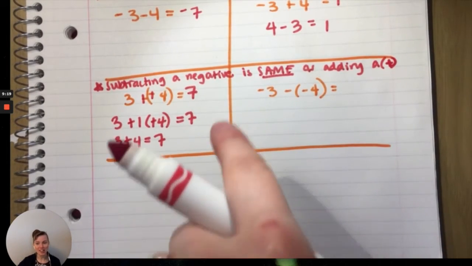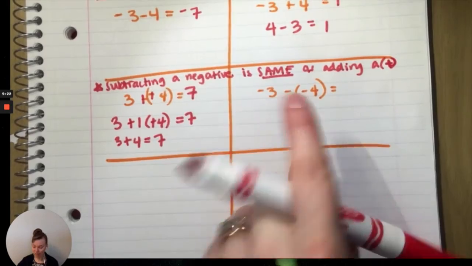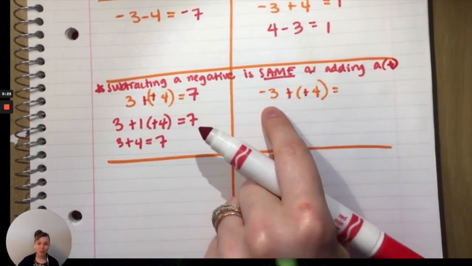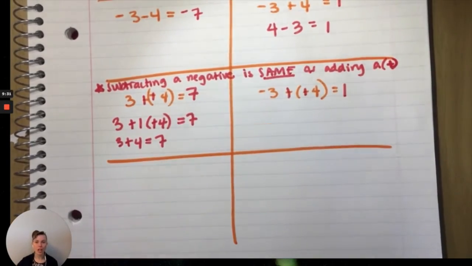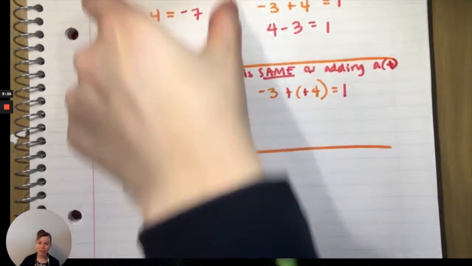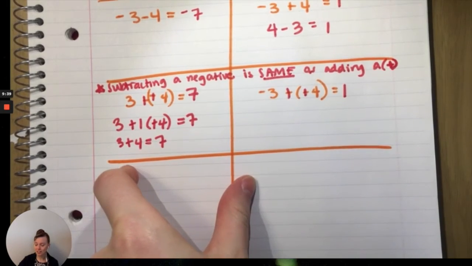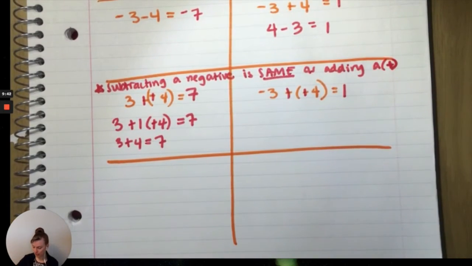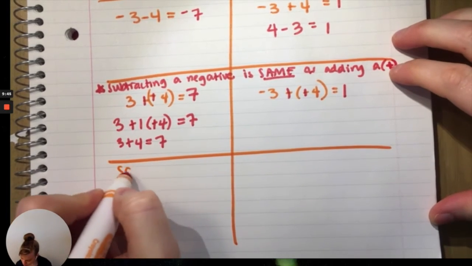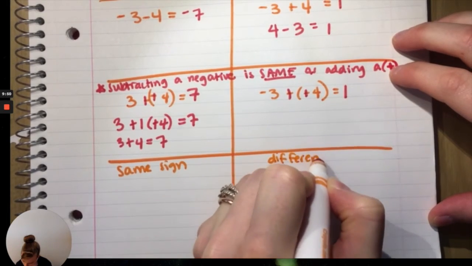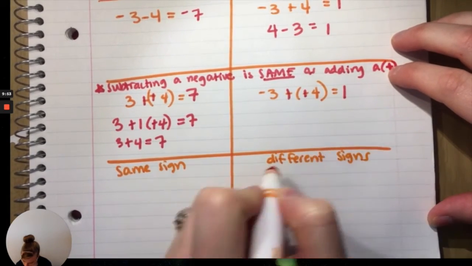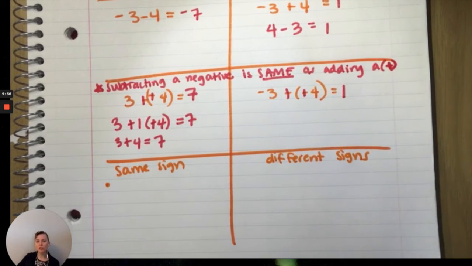Shorthand saves your hand a lot in notes. So when I subtract a negative, I'm actually adding a positive. -3 plus 4, I actually did that up here, so I know it's a +1. Now for some patterns that we've noticed, I did purposely sort these examples. So the left-hand side are all same signs, and the right-hand side are all different signs. So, same sign, different signs.